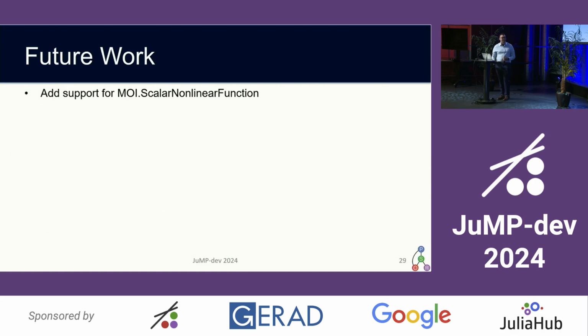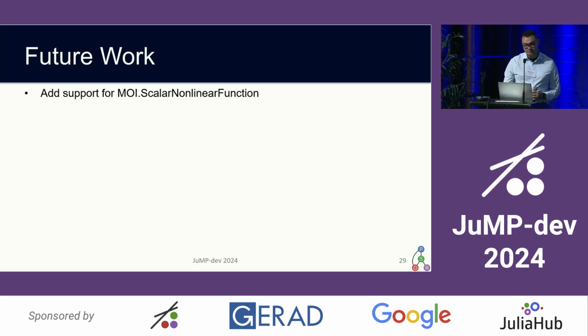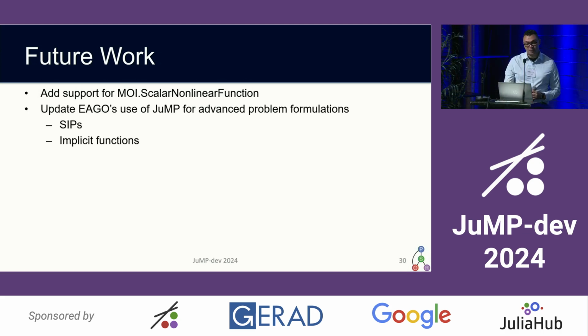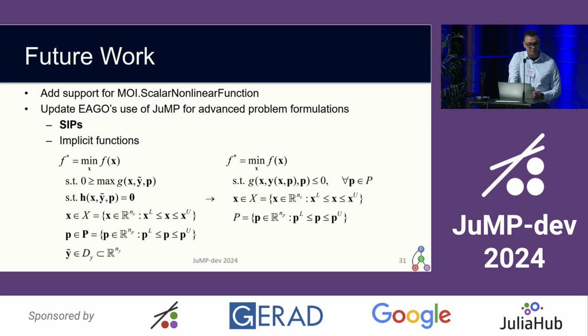So yeah, moving forward, we plan to have support for scalar nonlinear functions, so it'll improve the user experience because they can just do @constraint instead of @NL constraint and get really specific for their problems. But aside from that, we also want to update EAGO's use of JuMP for our other advanced problem formulations like semi-infinite programs and implicit functions. I'll just quickly touch on semi-infinite programs here.